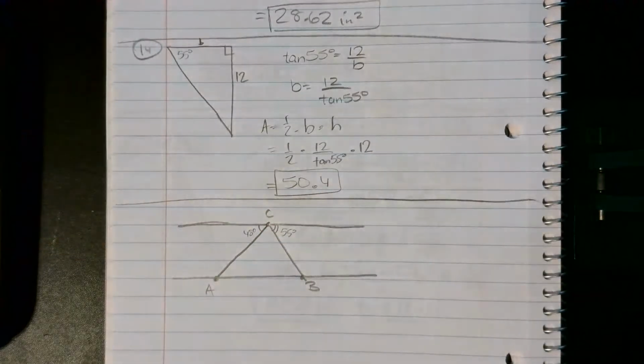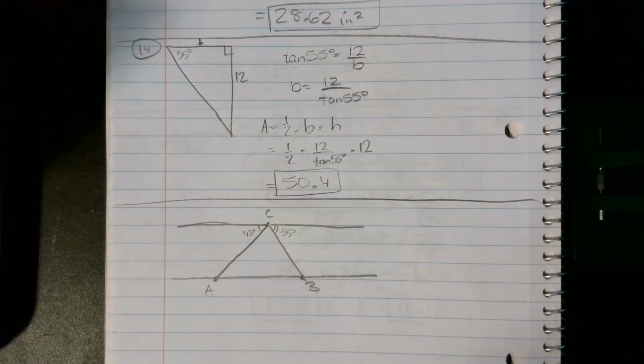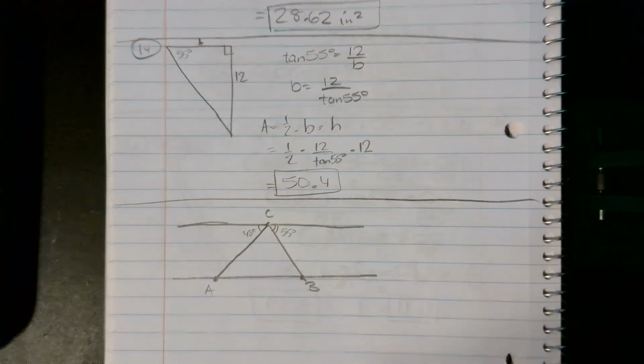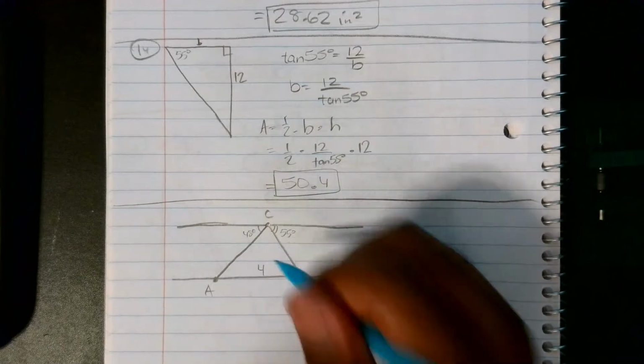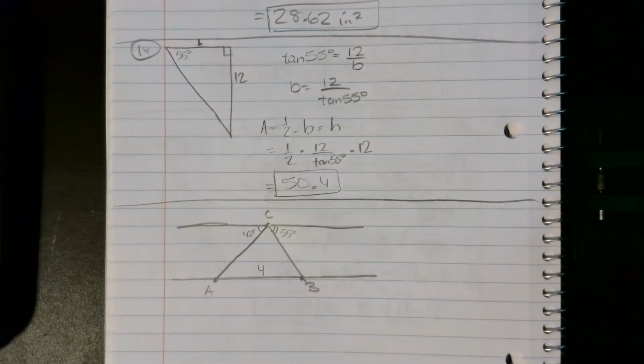All right, so the question is: a pilot is flying over the ocean. You determine that the angles of depression to two ships are 55 degrees and 48 degrees, as shown in the figure below. The ships are 4 miles apart. Find the distance from the plane to the ship at point A and round it to the nearest tenth of a mile.